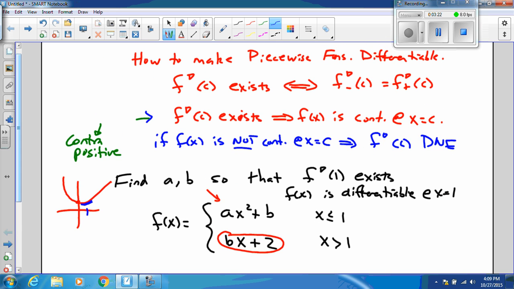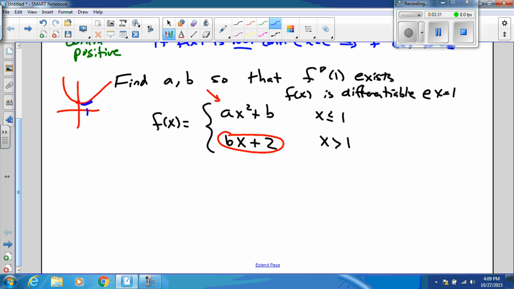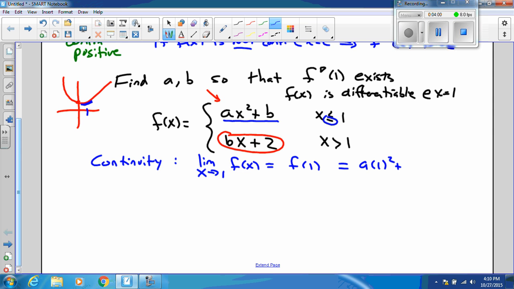And so to do that, we are going to use our conditions that the left and right hand derivatives must be equal and that the function has to be continuous. And we're going to do it in this order. First, we're going to check continuity. And in order for f to be continuous, we require that the limit as x goes to 1 of f of x has to equal f of 1. What is f of 1? Well, we go to the point where x equals 1, and we take a look at that piece right here. So f of 1 is equal to a times 1 squared plus b, or a plus b.